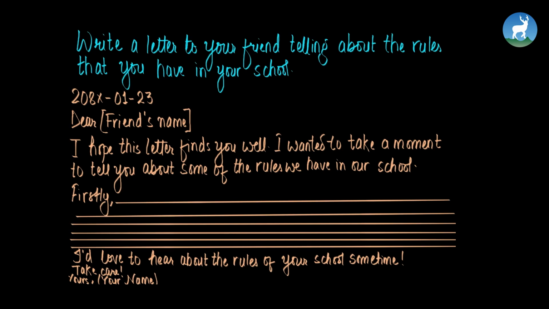Write a letter to your friend telling about the rules that you have in your school. So, to begin, write down the date. Dear, write down your friend's name and start with the given skeleton and fill in the vacant part with all the rules that you would like to share about your school and end by writing your name as given in the provided skeleton. I'm sure you will be able to do it taking help of those rules that we had prepared just a while ago.